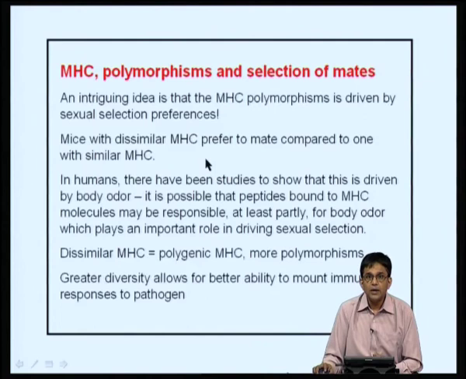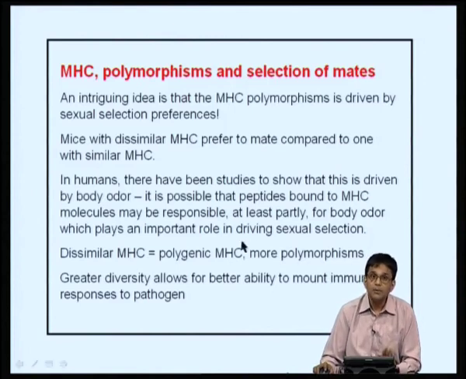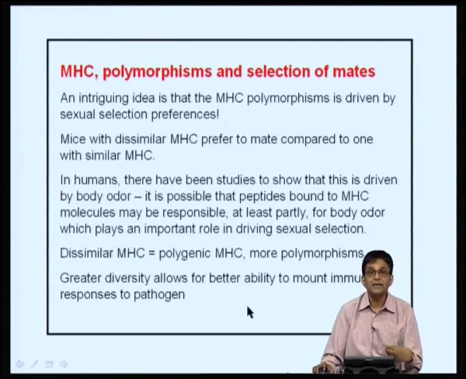What was shown in humans is that you have body odors, and this is because part of the odor is generated by peptides bound on MHC molecules, and these may be responsible, and this drives sexual selection. This is important because if you have dissimilar MHCs, and if you remember, you have polygenic MHC and more polymorphisms, the greater the diversity, the better it is perhaps to mount immune responses to pathogens.